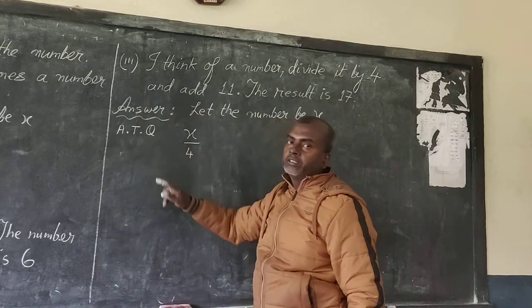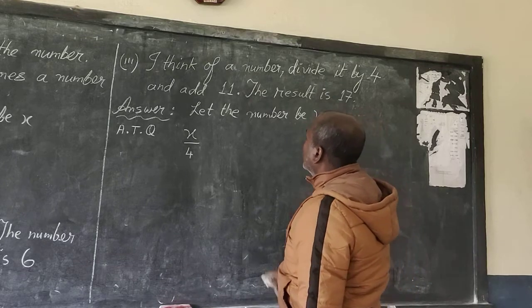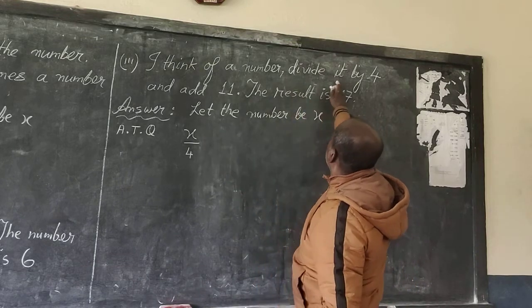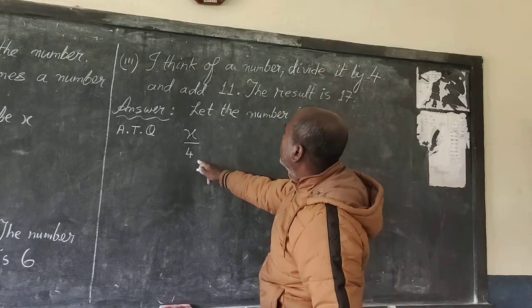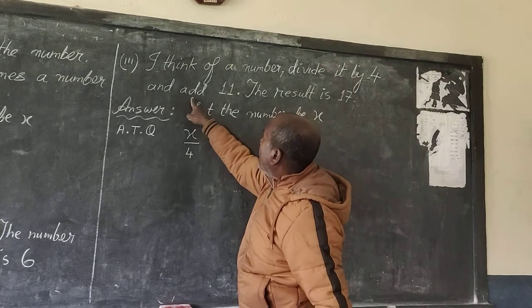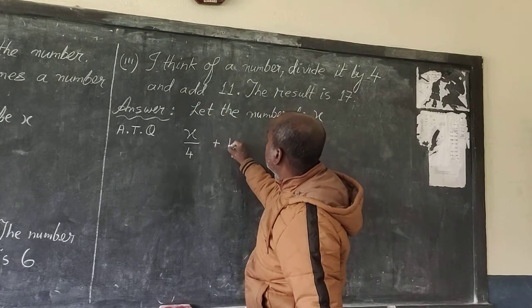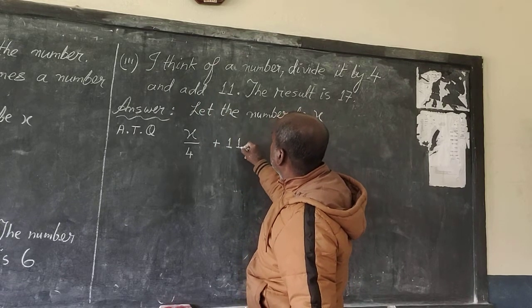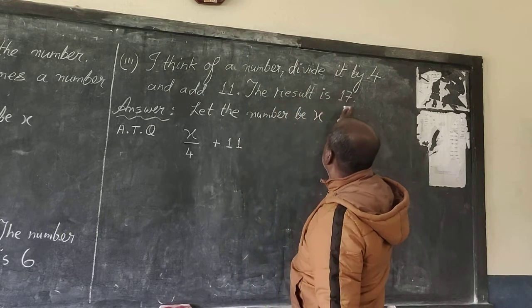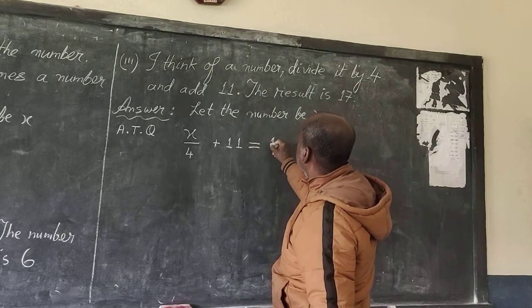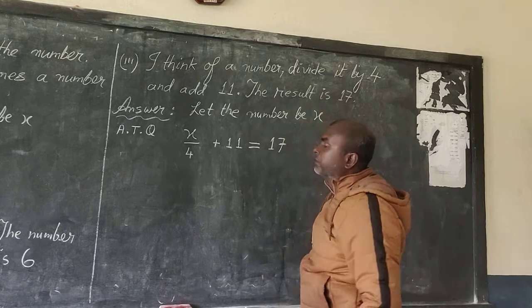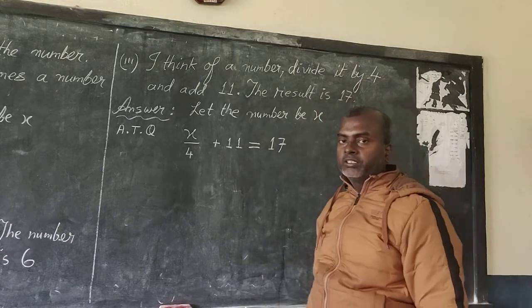According to question, short form I am writing. Okay, I think of a number divided by 4. Here I have divided it by 4 and add 11. Okay, let us add 11 to it. The result is 17. This is the equation.